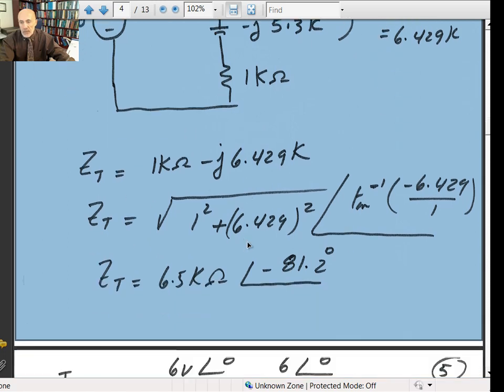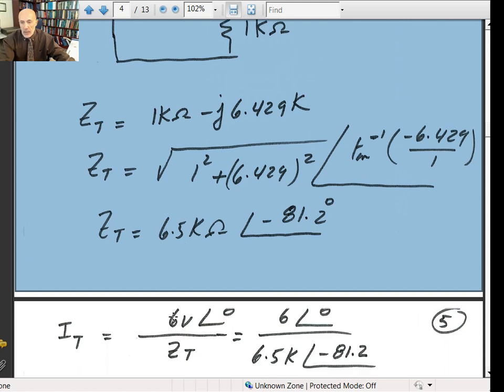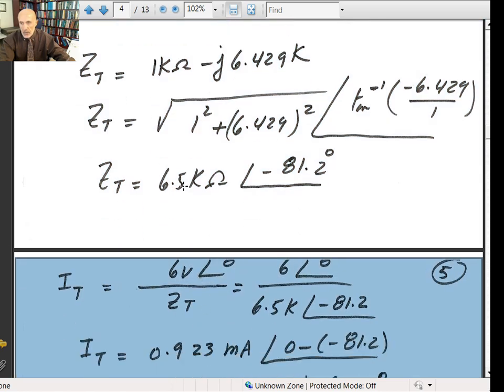There's no need to memorize any equations. It's very straightforward calculations, as long as you can take out a phase angle and do the conversion from rectangular to polar, and polar to rectangular, to simplify your circuit. I total would be equal to V divided by Z total. That's 6 divided by Z total. We took the voltage as a reference. And Z total is 6.5 K at an angle of minus 81.2.